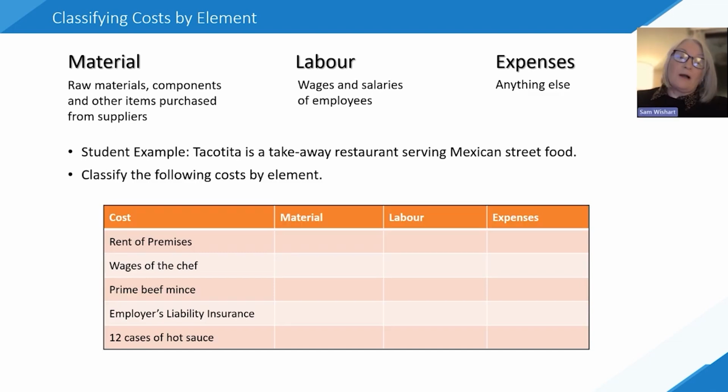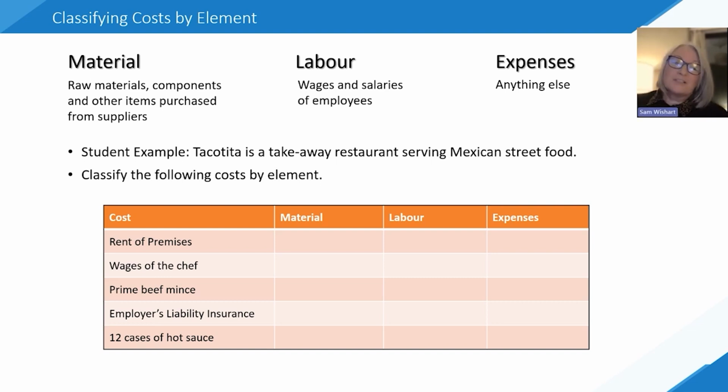Okay, so I'm going to give you a business example. Always think about the business that you've been given to answer the question about. What might be material for some business might be, for example, an overhead for others. So it's particularly important to think about the type of business that you're dealing with. I've given you a little bit of some hints there, just to remind you what each category covers.